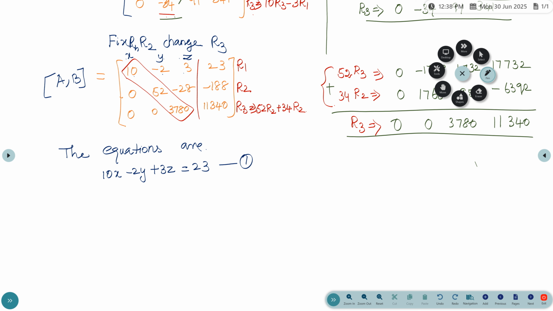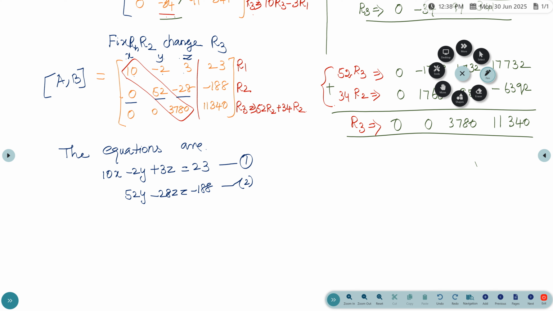In the same way, we take the second equation. In our second row, the first element is 0, so 0 into x is 0. There is no need to write that value. Coming to the second one, 52 into y, so it is 52y, then minus 28 into z, minus 28z, is equal to minus 188. That is equation number 2.